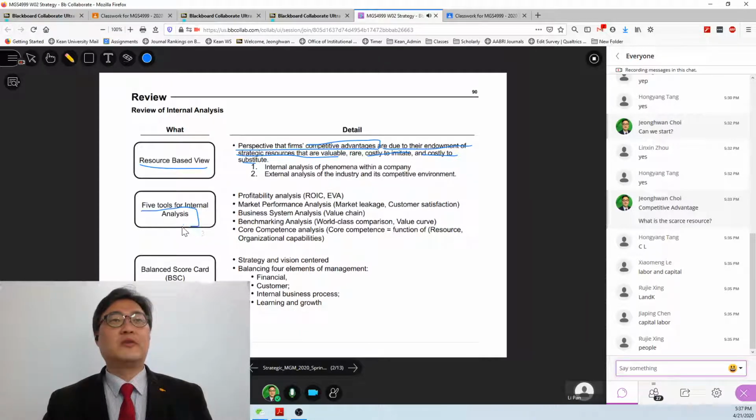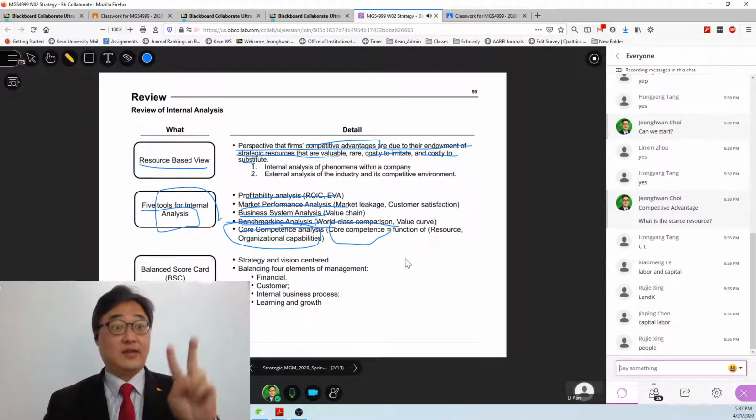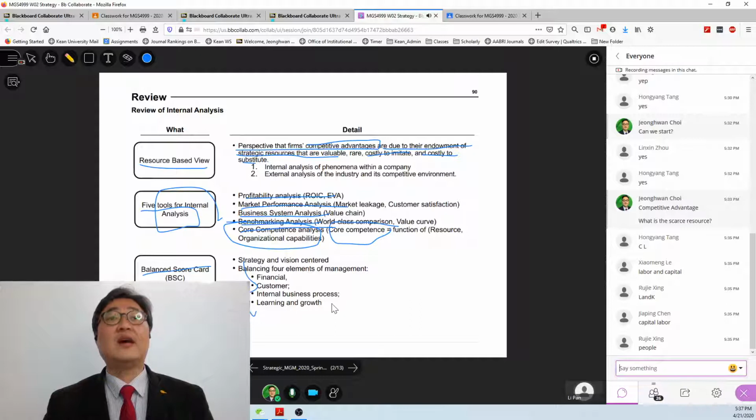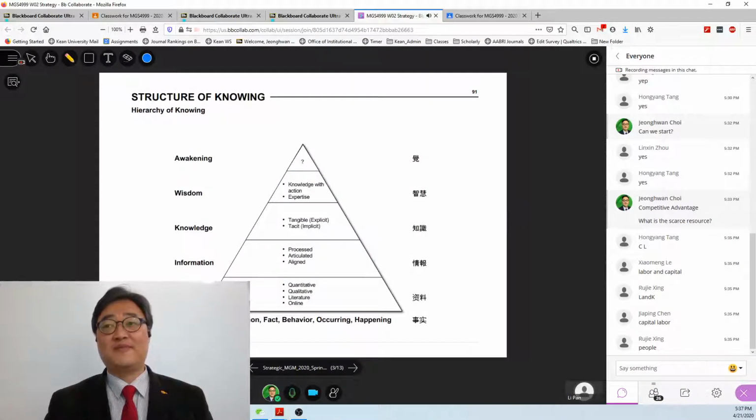Then we learned about the five tools for internal analysis: profitability analysis, market performance analysis, business system analysis, benchmark analysis, and core competence analysis. This week we mainly talk about core competency analysis. Competency is a human competence, and we will talk about that. Then we learned about the BSC. However, learning and growth is one of the most important factors that we must be able to create and sustain to make a competitive advantage. That's a review, and then we will go forward. You may remember I stopped here, because we mainly talk about the core competence.